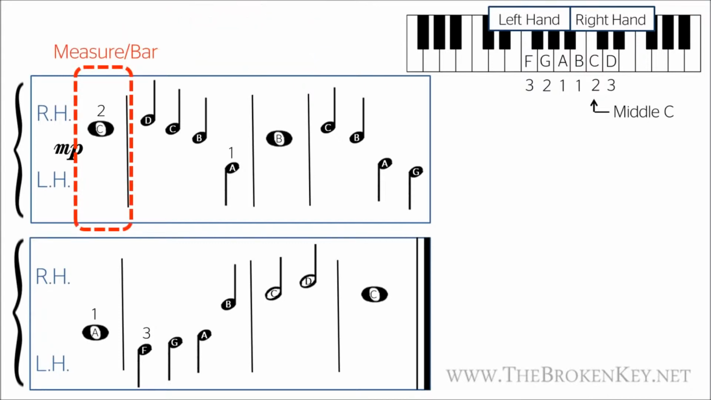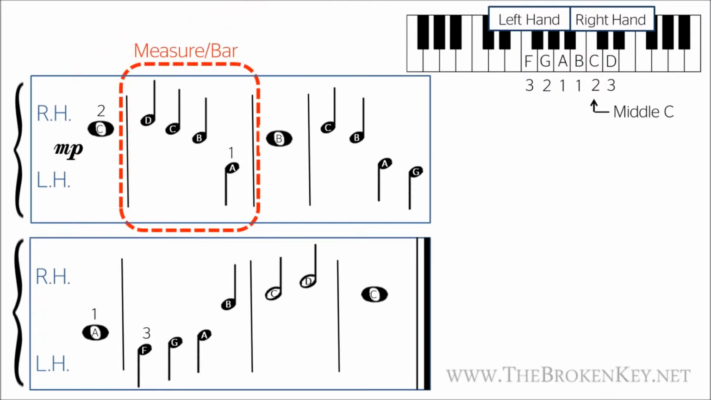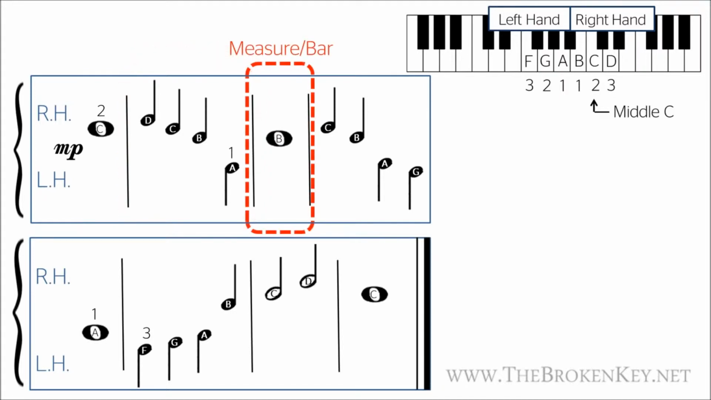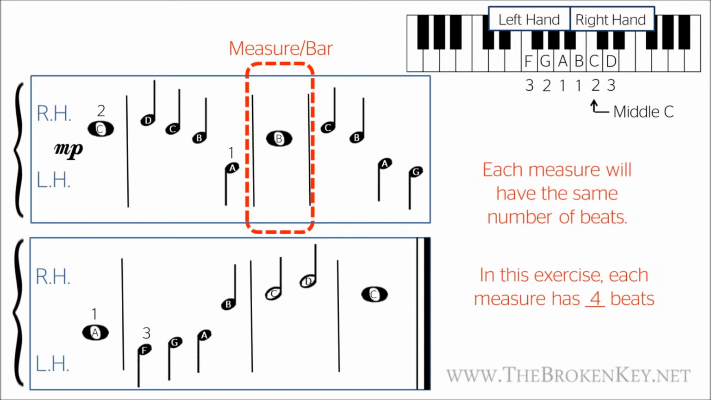So this would count as one measure, this would be one measure, and so on. Look at each measure and count the beats. Every measure has 4 beats. It doesn't always have to be 4 beats per measure. For example, some pieces may have 3 beats per measure or 2 beats per measure. It all depends on the piece, but we'll go into more detail later. For now, just know that every measure will have the same number of beats.